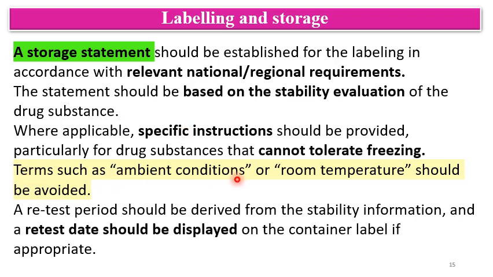Terms such as ambient condition or room temperature should be avoided, because these statements don't give the exact idea of temperature. So temperature should be included in the storage statements. A retest period should be derived from the stability information, and the retest date should be displayed on the container label if appropriate. So if you don't have an expiry period from the stability data and you are giving a retest date based on the available stability data, then that retest date is required to be displayed.